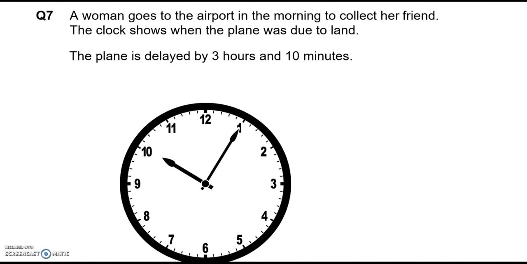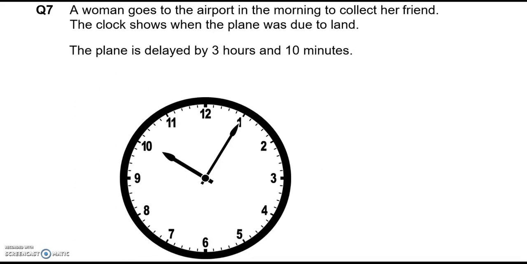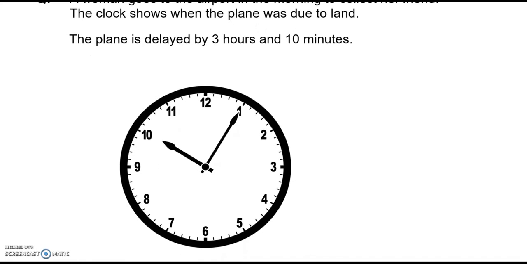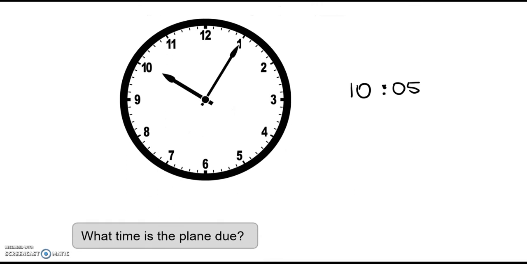Question 7. A woman goes to the airport in the morning to collect her friend. The clock shows when the plane was due to land. The plane is delayed by 3 hours and 10 minutes. So it was planned to land at 10:05. That's what the clock shows here. And it is delayed by 3 hours and 10 minutes. What time is the plane due?